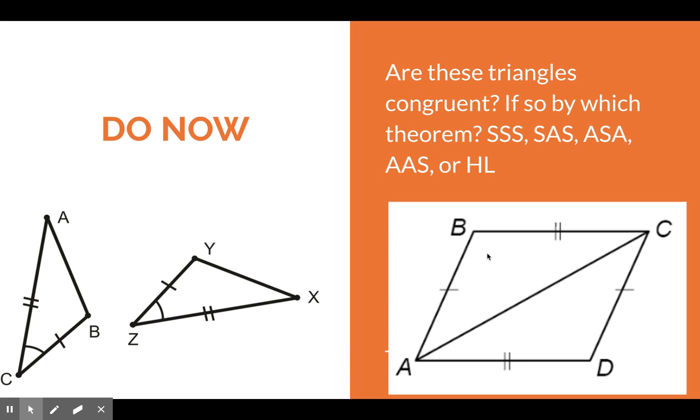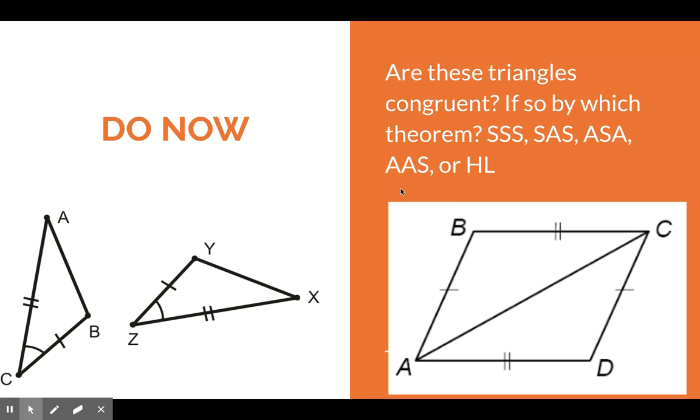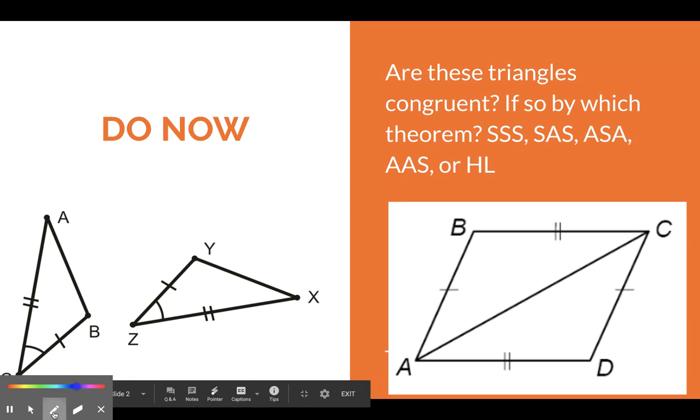Do now from last lesson. Are these triangles congruent? If so, by which theorem? SSS, SAS, ASA, AAS, or HL? So let's take a look. All right, our first example over here.